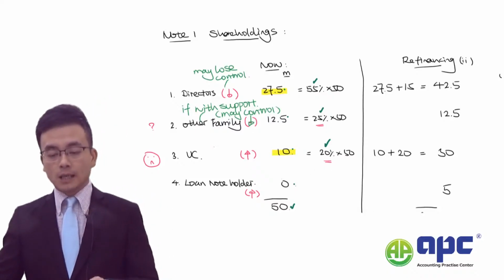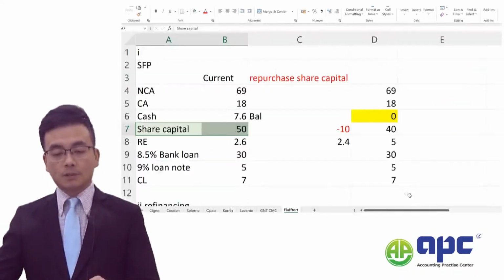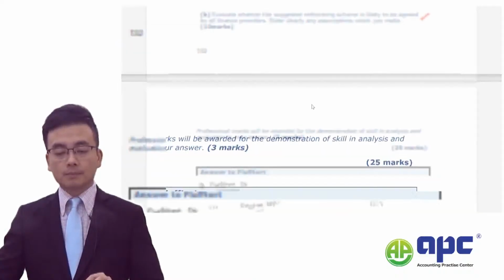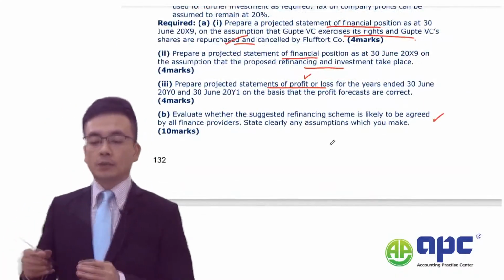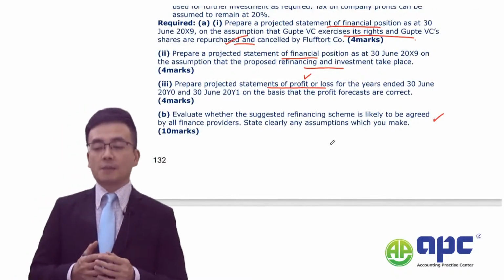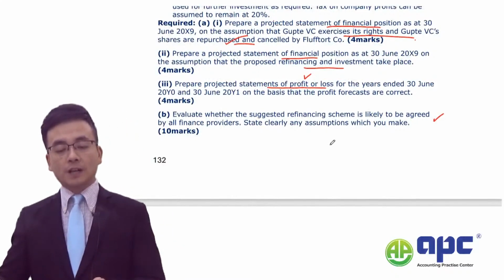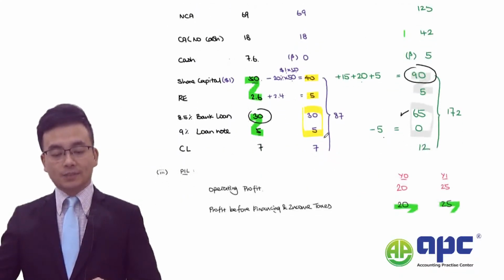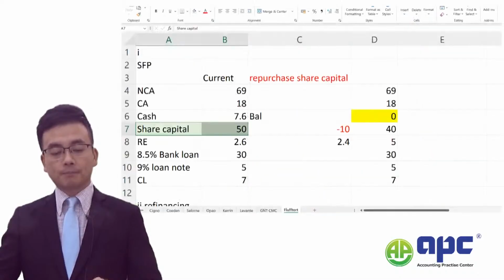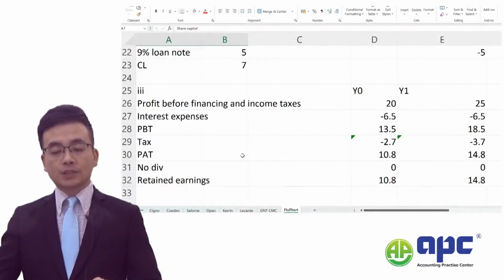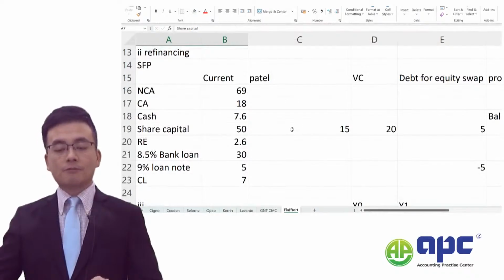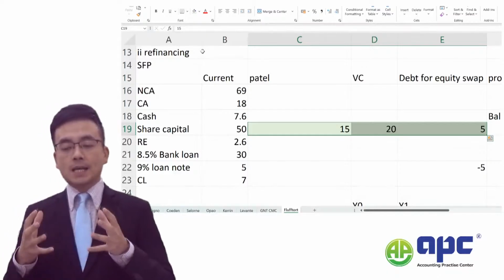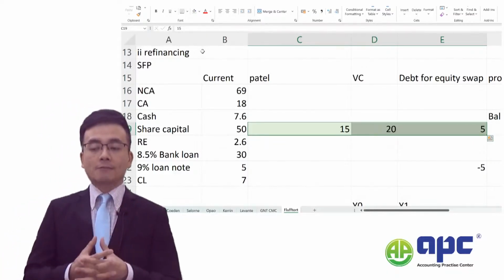But in the requirement, if you can see the requirement again, evaluate whether the suggested refinancing scheme is likely to be agreed by all finance providers. And of course, according to number 2, or the second plan, that would involve quite a few share capital adjustments by the Patel family and VC and the debt for equity swap.